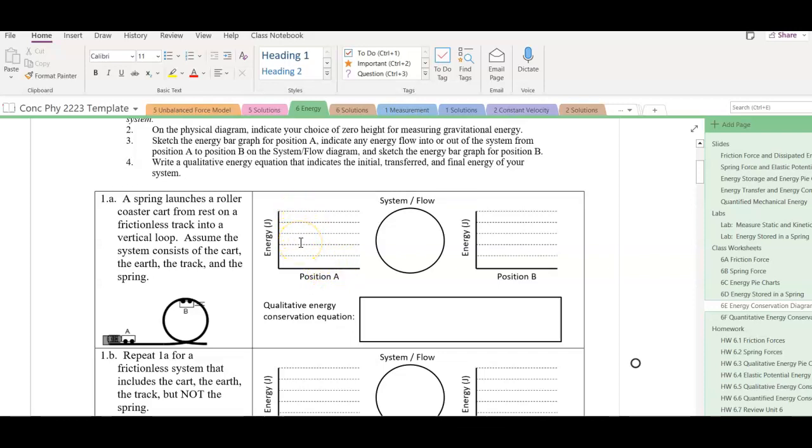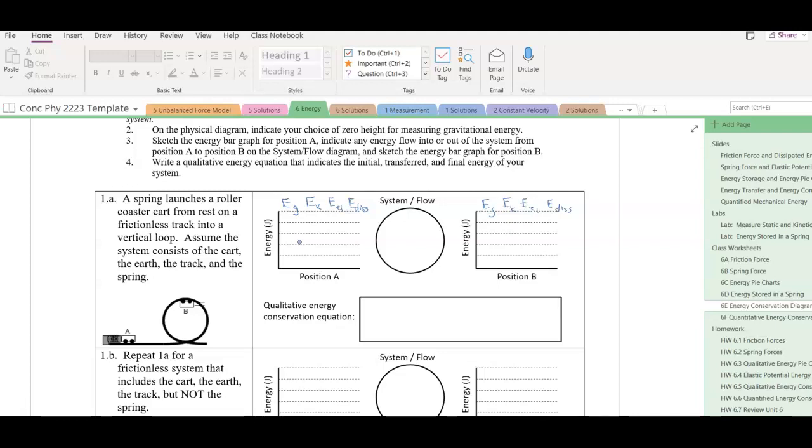And we can go ahead and label, because energy can be stored as gravitational potential energy, as kinetic energy, as elastic potential energy, and as dissipated energy. Okay, so I'm going to go ahead and put headers here on these two bar charts.